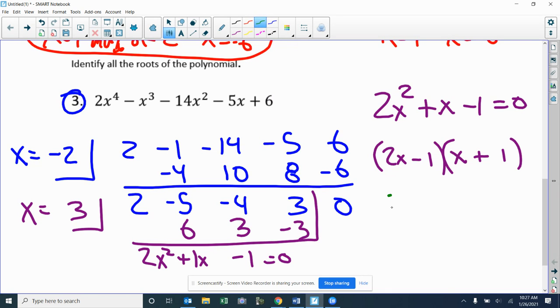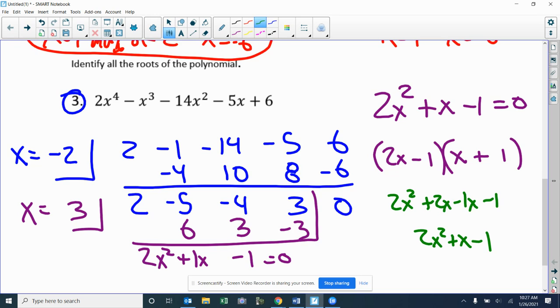Let's see, 2x times that's going to give me 2x squared. That's going to give me plus 2x. It's going to give me minus 1x, and that's going to give me minus 1. So I'm going to have 2x squared, plus x, minus 1. Did I factor it right? Yeah. If you don't see that factoring, then you're going to have to use a quadratic.